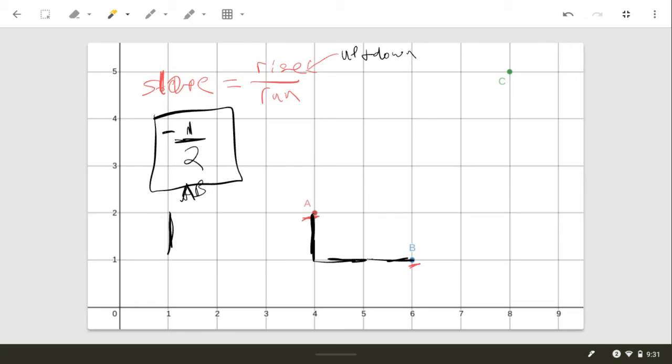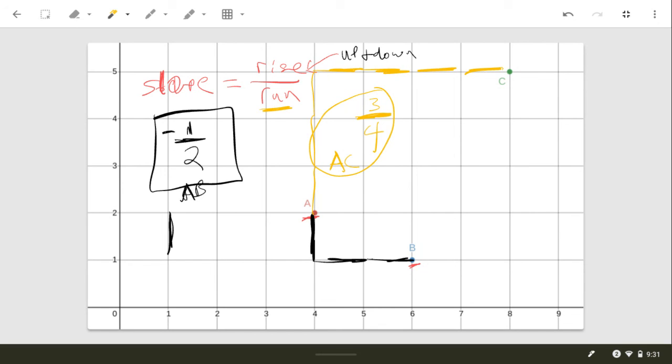From A to C, it does have positive slope. We need to count how far they are up and down from each other. So 1, 2, 3. So it's 3 units up and down. And then we need to count how far apart they are left and right from each other. That's the run, the bottom number. 1, 2, 3, 4. So 3/4 would be the slope of the line between A and C.